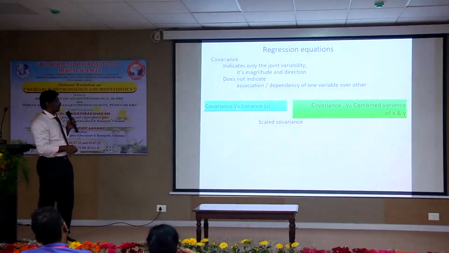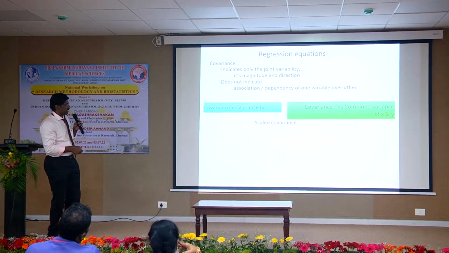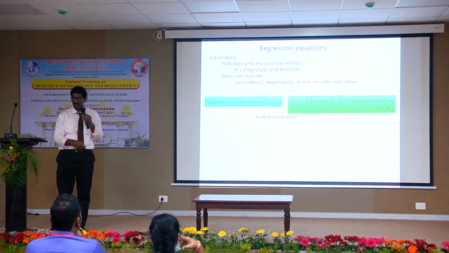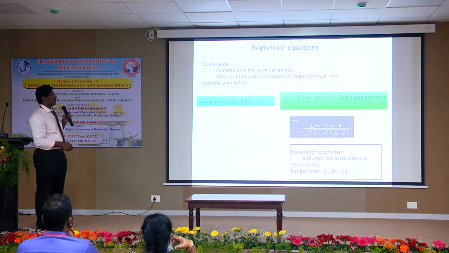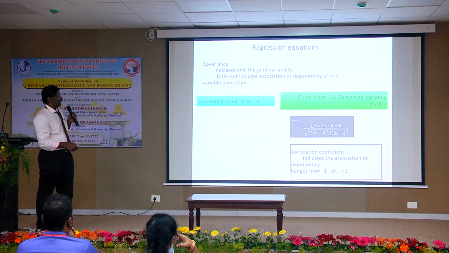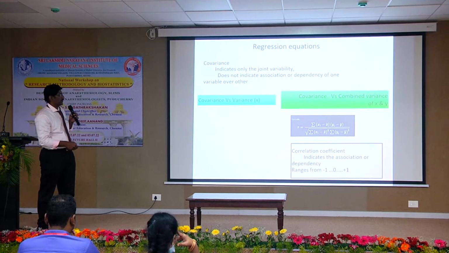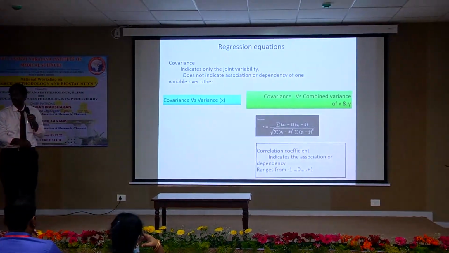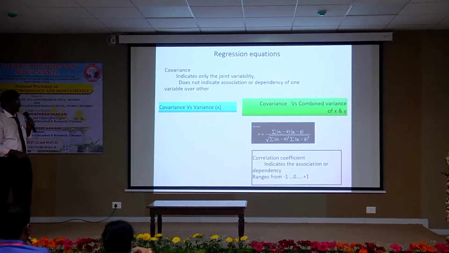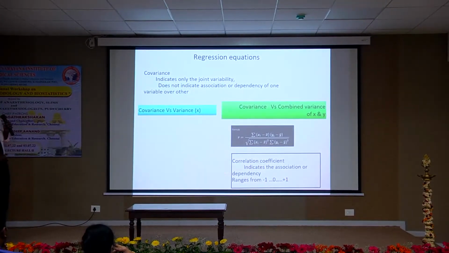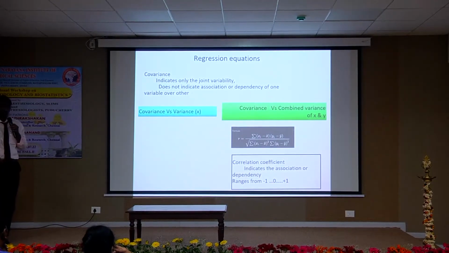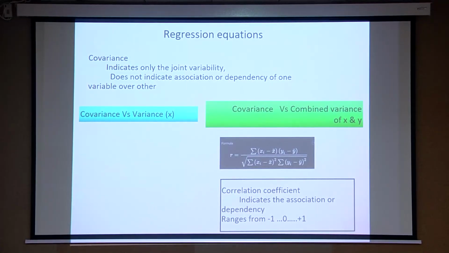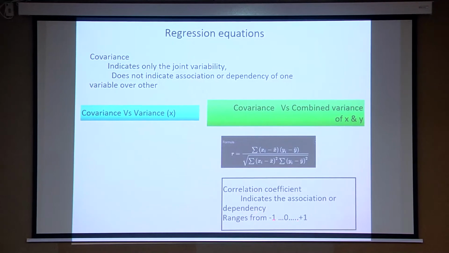You can scale down with reference to X, the variance of X, or you can scale down with the combined variance of X and Y. So if this is the covariance and this is the combined variance of X and Y, and you scale down the covariance by this, you get the correlation coefficient. The advantage is, it will not vary outside the range -1, 0 to +1, while covariance varies from minus infinity to plus infinity and doesn't convey any meaning to us. But here, see, -1, 0, 1.